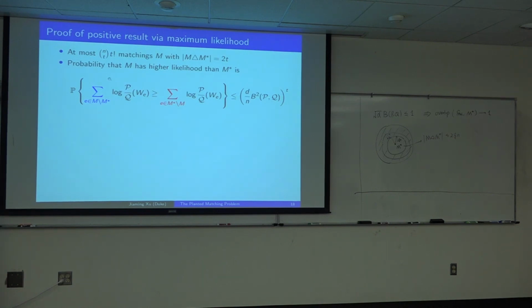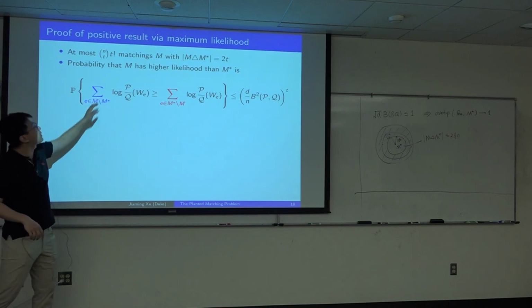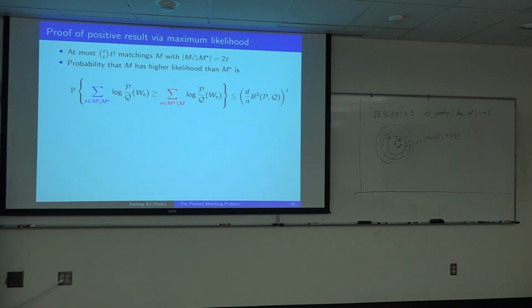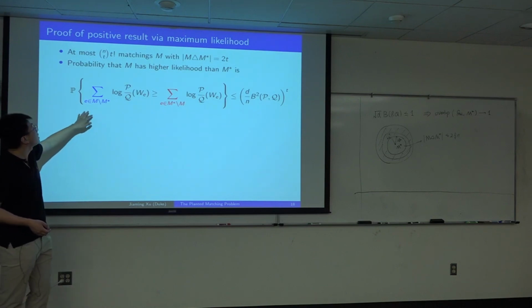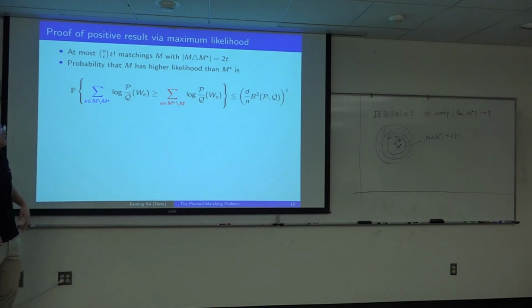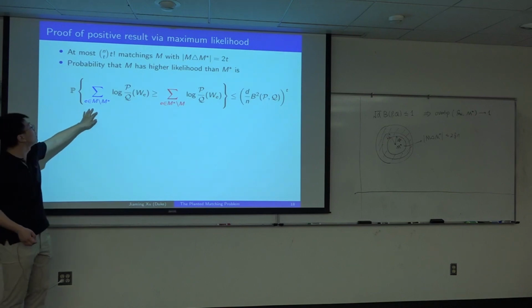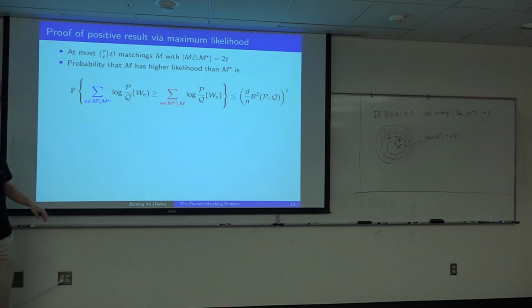The second thing is that you fix a particular matching with distance t, and you ask: what's the probability that this fake matching M has a higher likelihood than M star? This often boils down to some large deviation analysis. If you look at the difference of the likelihood, it boils down into 2 parts. The first part is the blue edges, those edges not on the matchings.